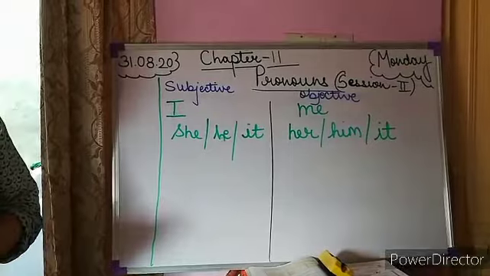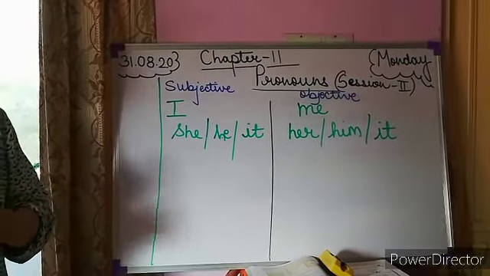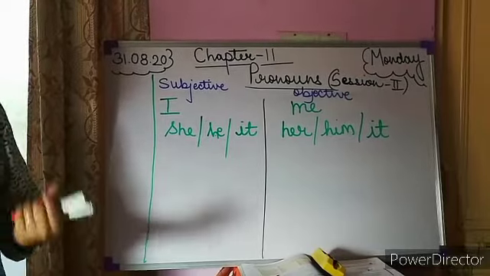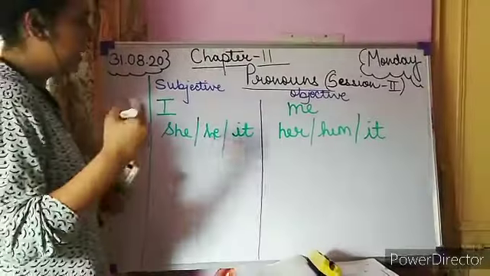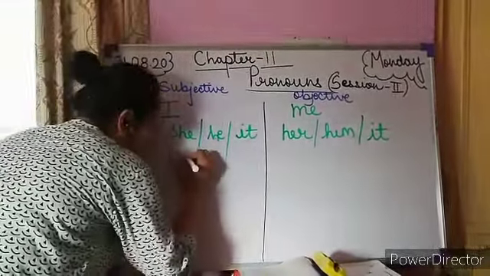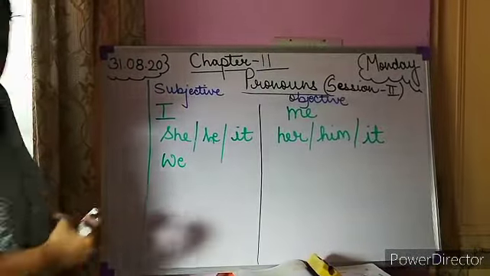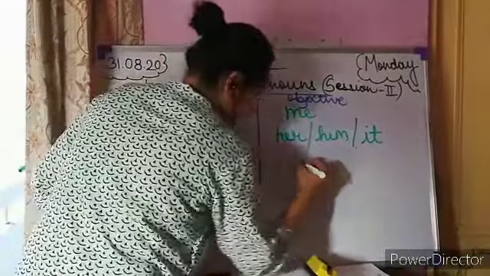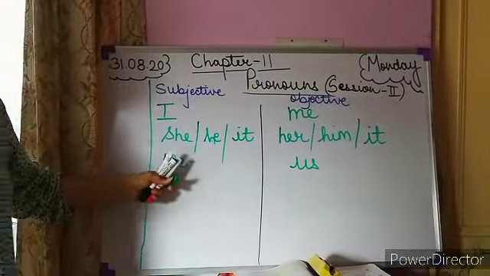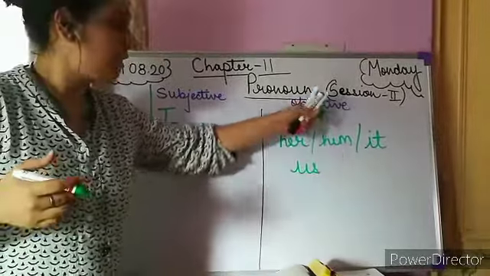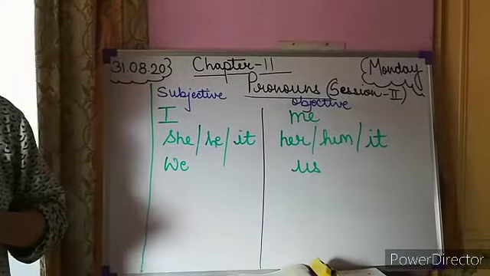Next, what happened? Some family members came to our home and we all like Alpha. So we say we like Alpha and Alpha likes us. Because we are performing the action, we is the subjective form and us is the objective form.